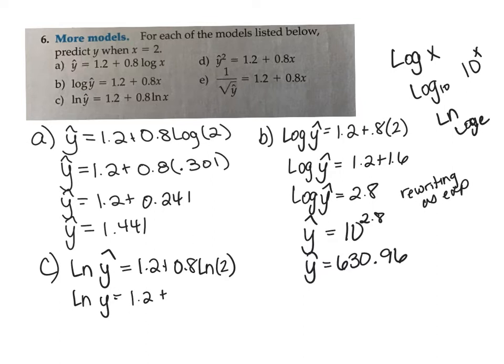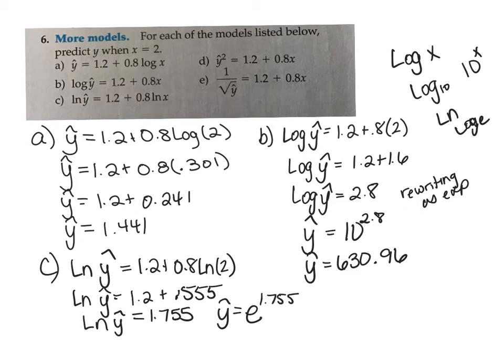0.8 times ln of 2 is 0.555. Add 1.2, so the natural log of y hat equals 1.755. Now to rewrite that as an exponent, it's y hat equals e to the 1.755. And the e button is above the ln, so e to the 1.755 gives y hat equals 5.78.